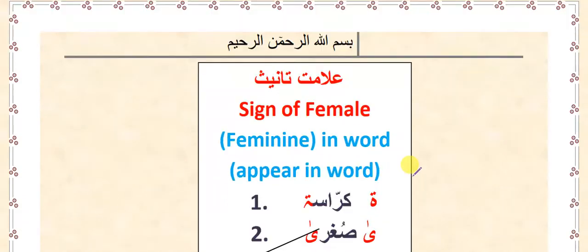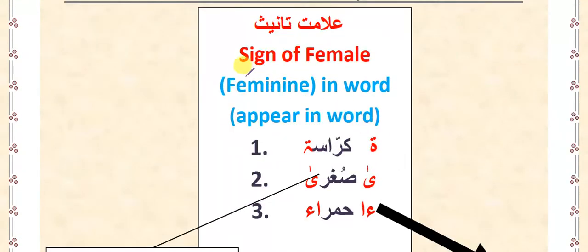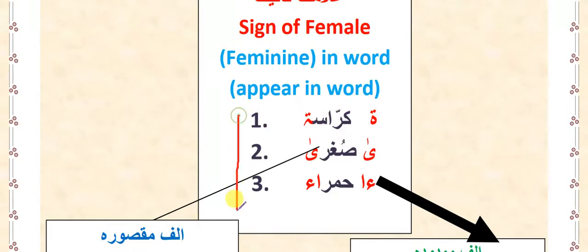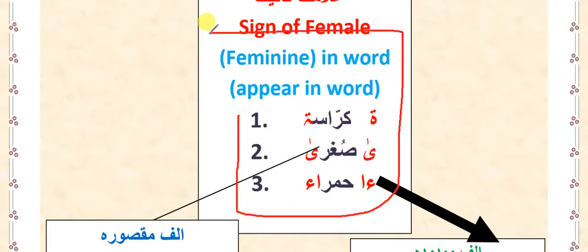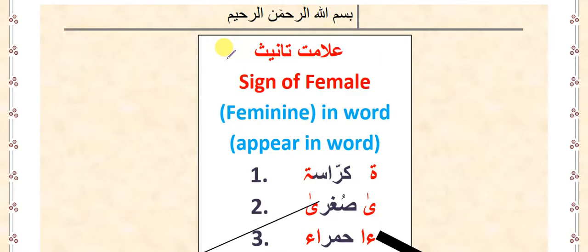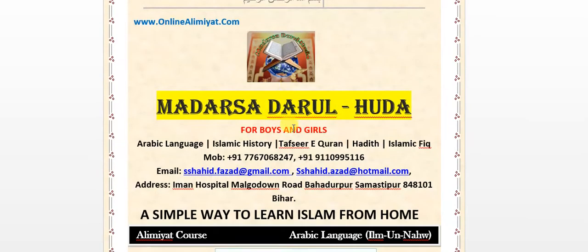Before giving some examples, let's see the signs of female. I wrote here three signs. These three signs of being female are here. All these three signs are available in any ism in appearing mode. What is appearing mode? Let me show you by example.